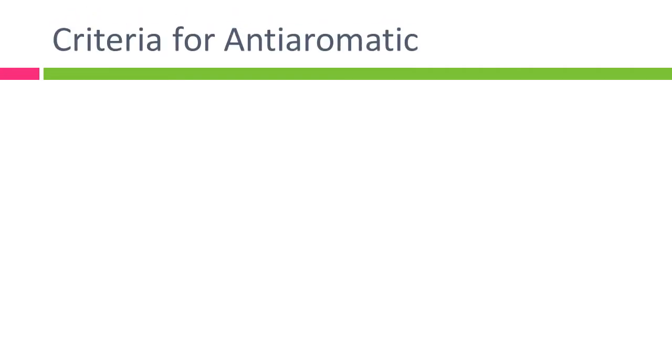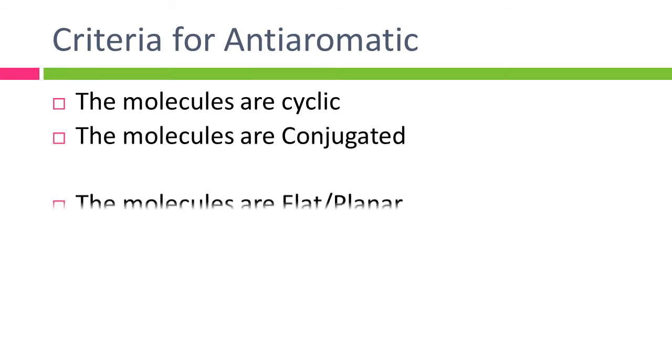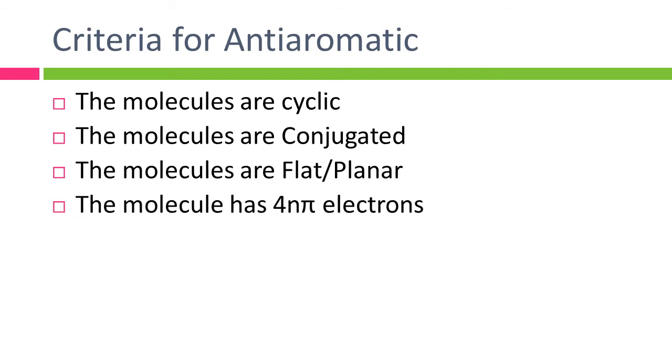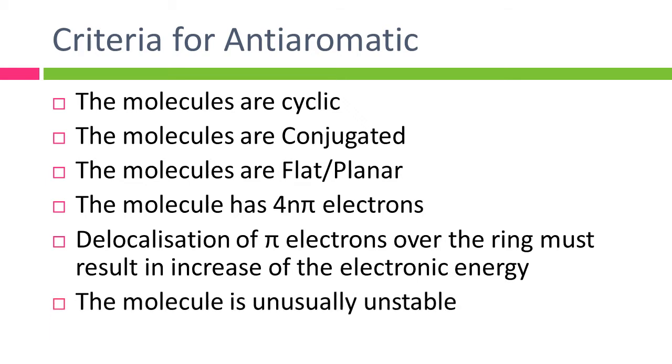Now, let us move on to the criteria for antiaromatic compounds. Antiaromatic compounds are cyclic, they are conjugated, the molecules are flat or planar, and the molecules will have 4n pi electrons. They will not obey Huckel's rule, and they will have only 4n pi electrons. Delocalization of pi electrons over the ring must result in increase in electronic energy. The molecule is unusually unstable.